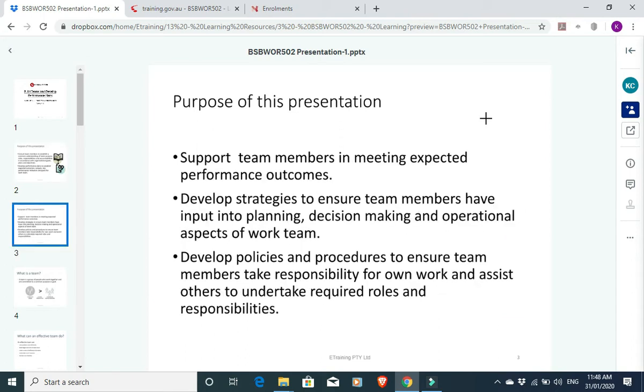And we're also going to look at how to support team members in meeting expected performance outcomes, develop strategies to ensure team members have input into planning, decision making, and how to develop policies and procedures that ensure team members take responsibility for their own work and to assist others.